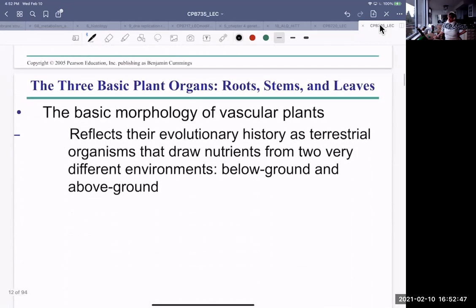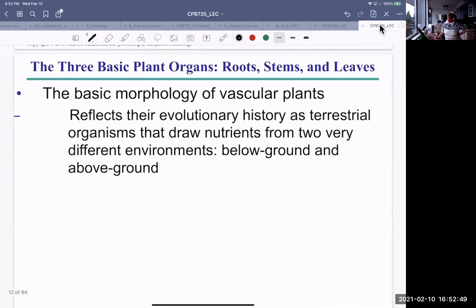But plants are all multicellular. And there's three basic organs. We call them the roots, the stems, and the leaves. And every vascular plant, we're going to be looking at vascular plants. There are non-vascular plants that you've seen, mosses.